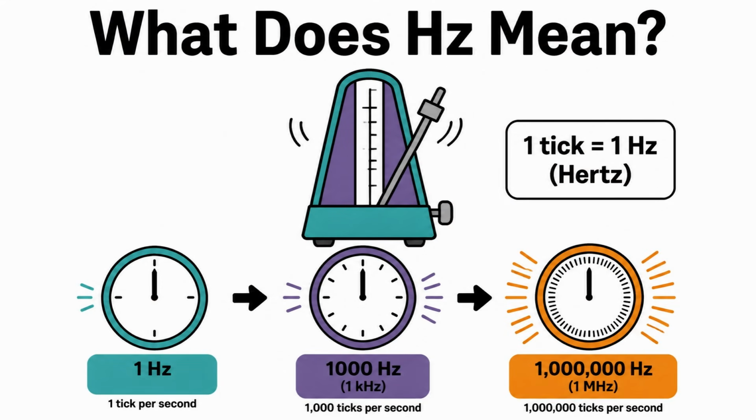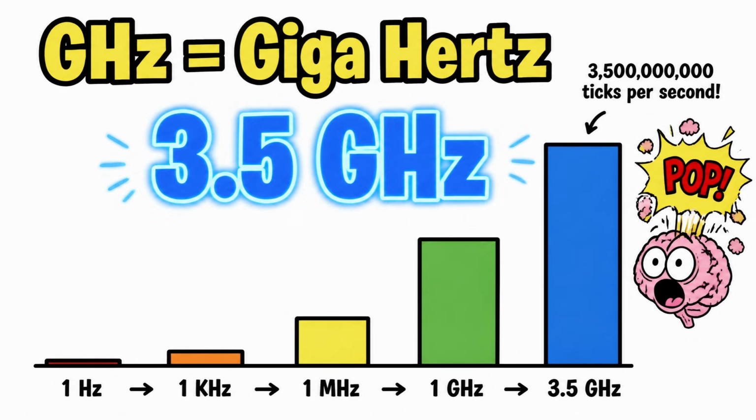So now you're probably wondering, what's this HZ thing I keep seeing? HZ stands for hertz. And 1 hertz simply means 1 tick, 1 cycle per second. So if something runs at 10 hertz, it's ticking 10 times every second. At 1,000 hertz, that's 1 kilohertz, it's doing 1,000 ticks per second. It's basically a way of counting how fast something cycles. Pretty simple, right?